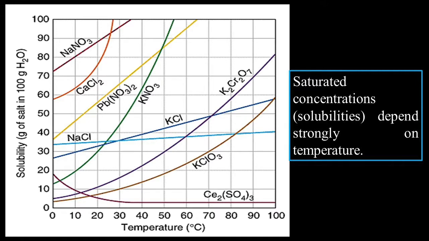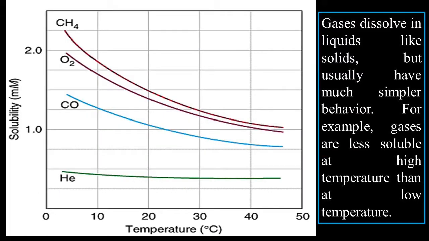Saturated concentration, solubilities depend strongly on temperature. We saw this a little bit before. Look at potassium nitrate. It goes from around 12 grams per 100 grams of solvent at 0 degrees to well over 242 grams per 100 grams of solvent. That's actually pretty close to what it should be.